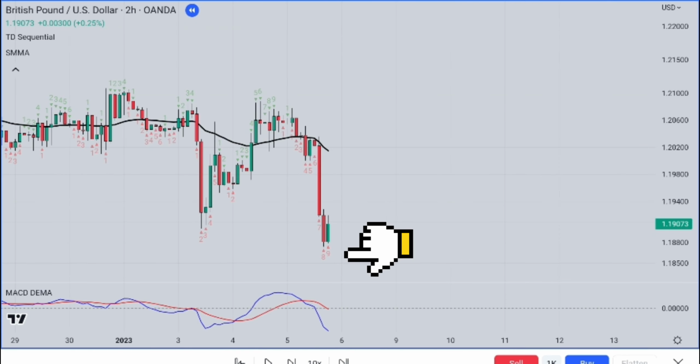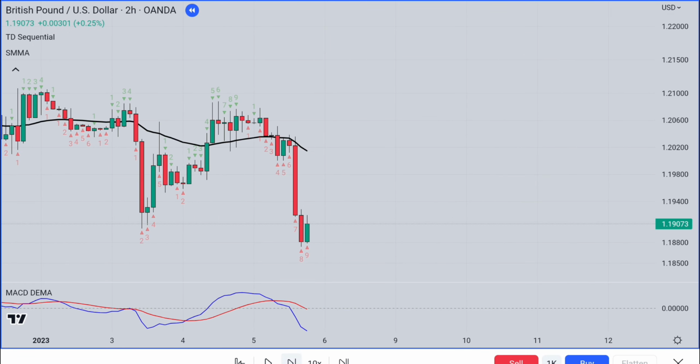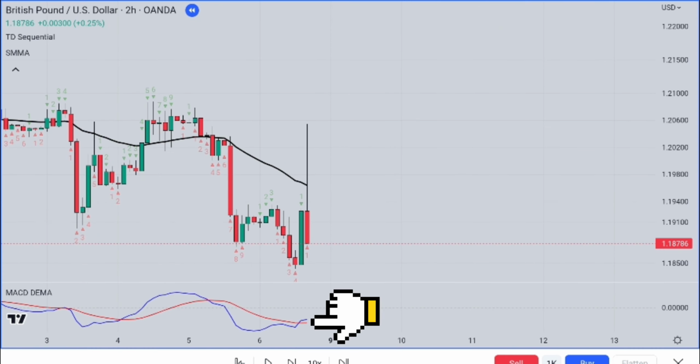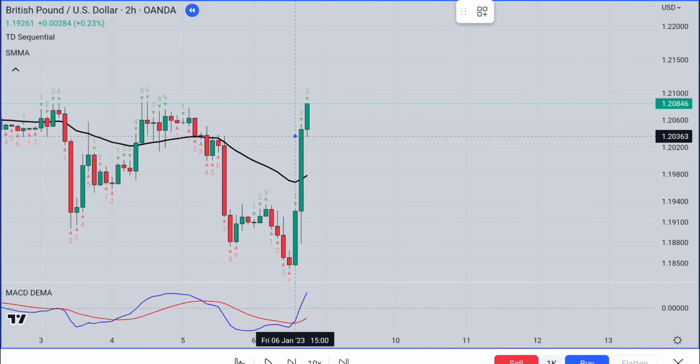The trading rule for a long position is as follows. Rule 1. The TD sequential indicator must complete a red bearish series from 1 to 9 including 9. Rule 2. The blue line of the Dema indicator must cross the red line in an upward direction. Rule 3. A green candlestick must close above the SMMA line in an upward direction. These conditions are sufficient for us to open a long position.